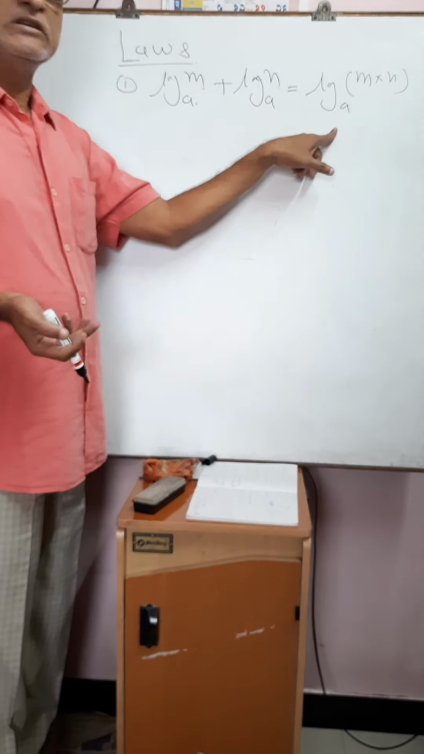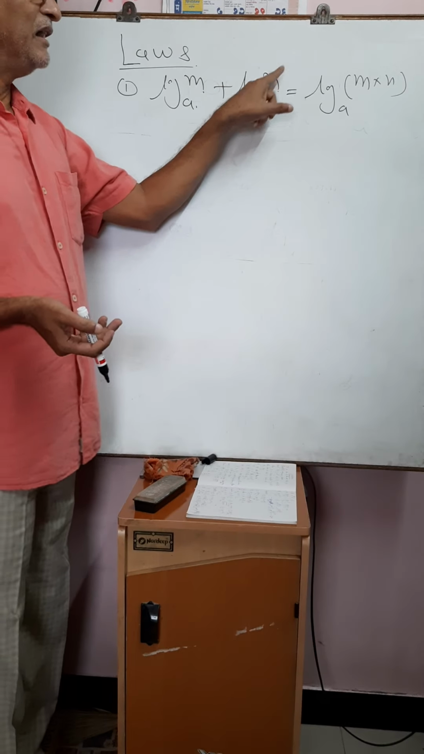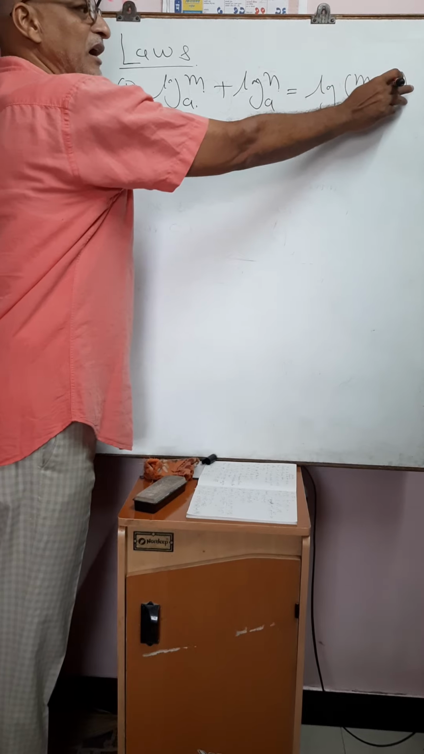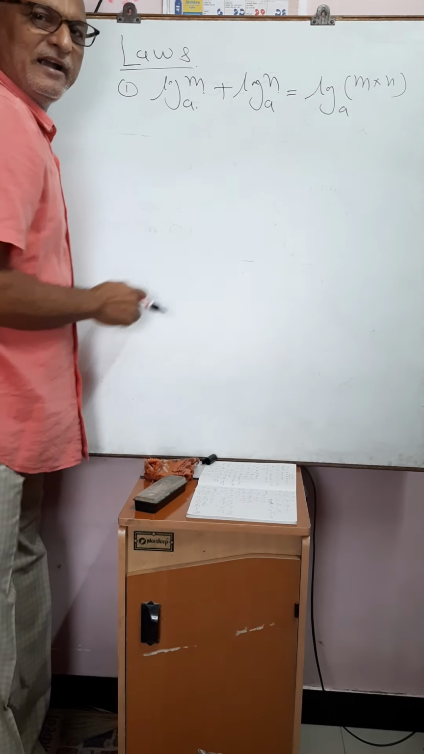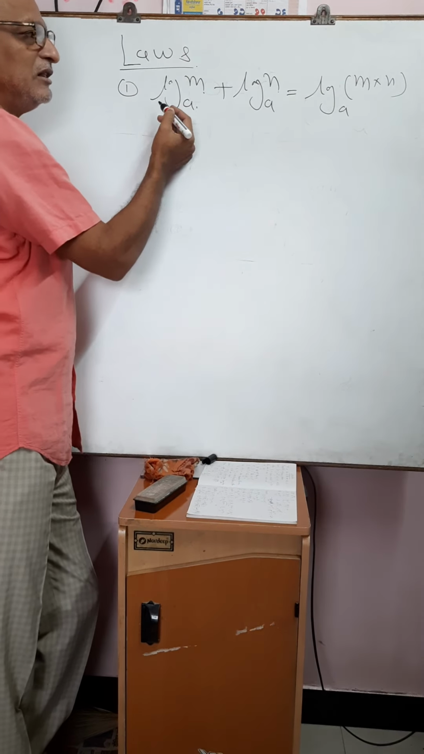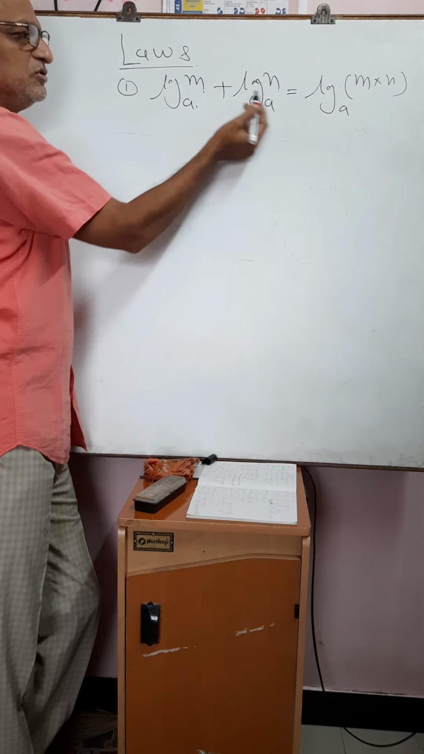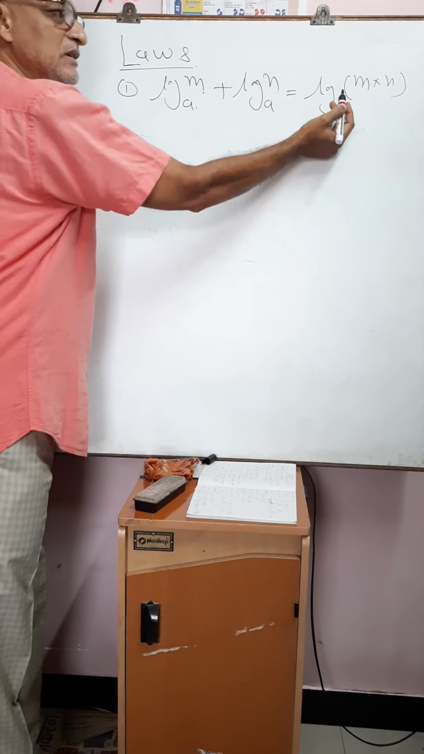Suppose there are four terms, log m, log n, log x, log y. Then that will become log m into n into x into y, provided that the bases are the same, that in all the four terms the base is equal to a. That is the first law.